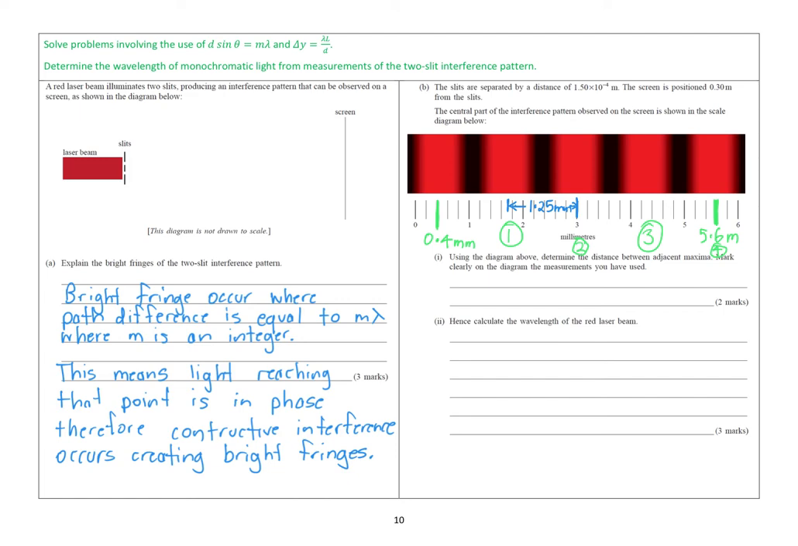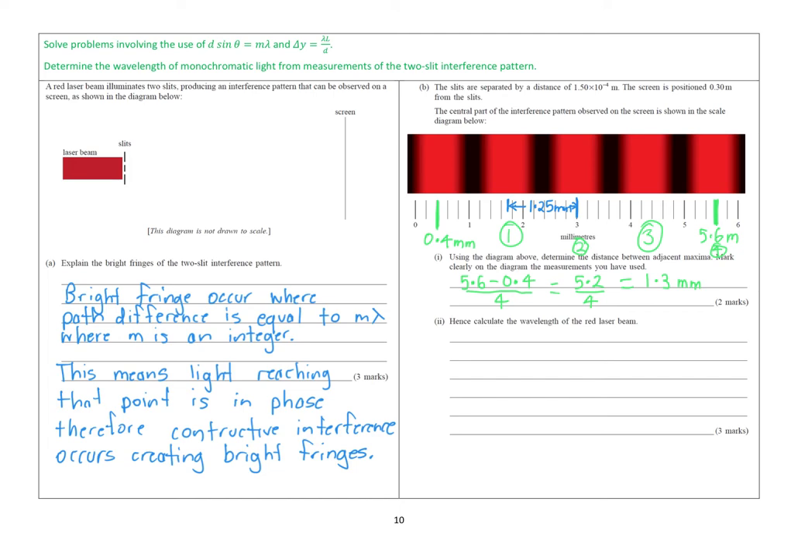So the distance would be equal to 5.6 minus 0.4 divided by 4, which would be equal to 5.2 divided by 4, which would be equal to, if I've got my maths in my head right, 1.3 millimetres. So that is a better way to do it than the way I did in blue.